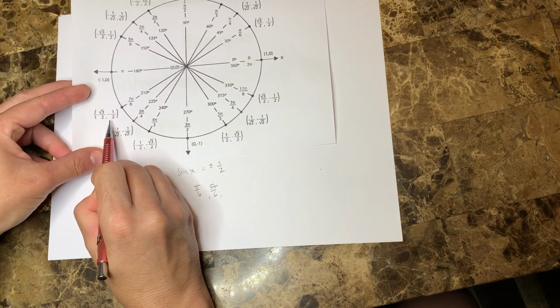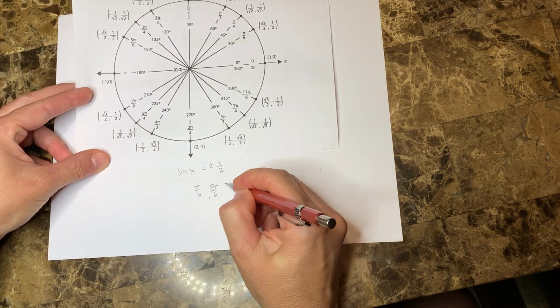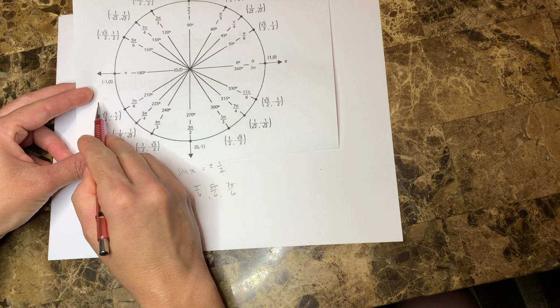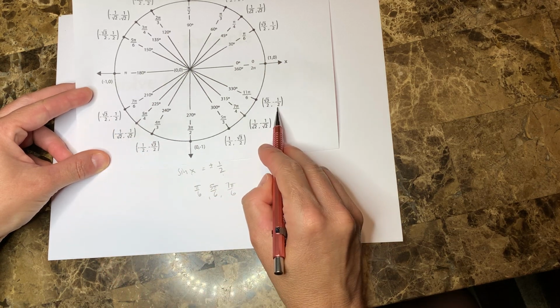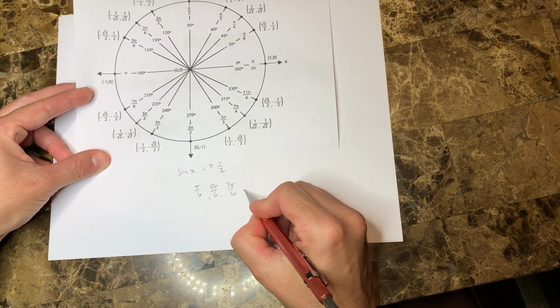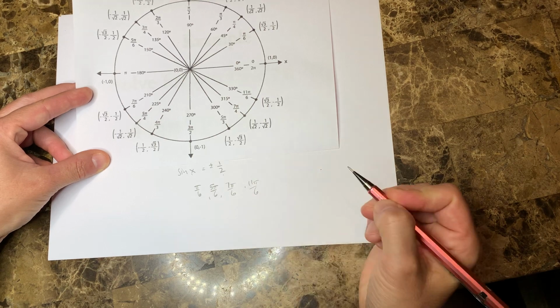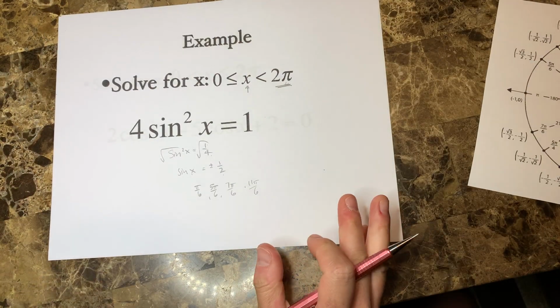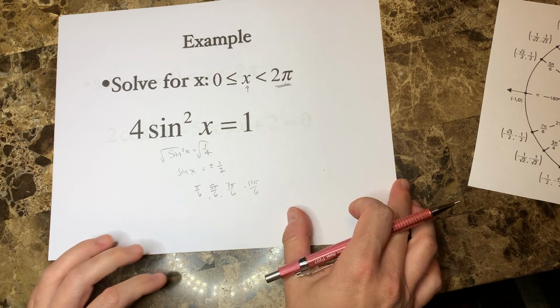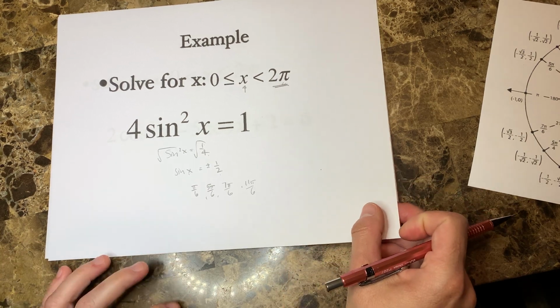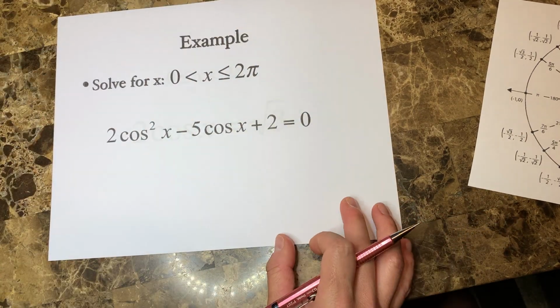Coming around, here's a negative 1/2. So this one is 7 pi/6. And again, swinging around, there's my final negative 1/2 value. This is 11 pi/6. Okay, so it is possible to have multiple answers. Again, you may want your unit circle nearby to refer to. Okay, so let's try another one.